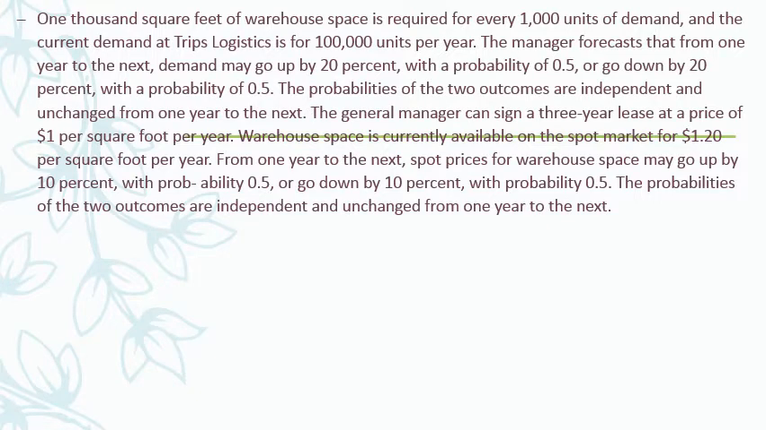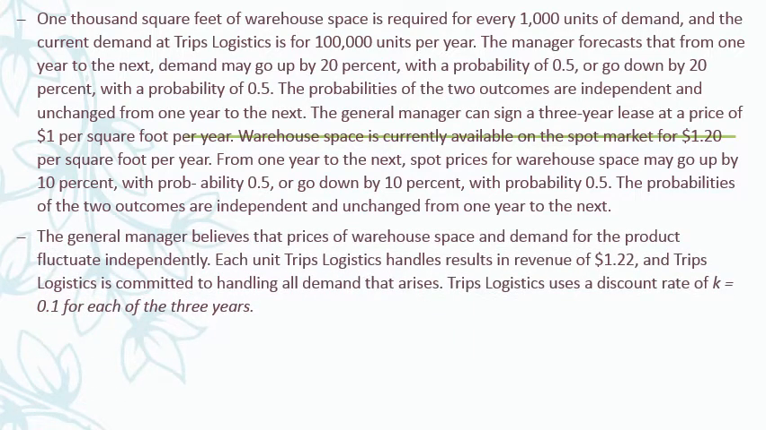The general manager believes that the price of the warehouse and the demand for the product fluctuate independently, and the revenue is expected to be $1.22 per unit. The company Trips Logistics is committed to handling all demand that arises and uses a discount rate of 0.1, that is 10%, over 3 years. That means it is a discounted cash flow, right? And the price may change to an extent of 10%.